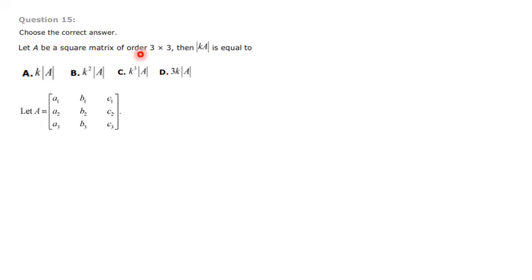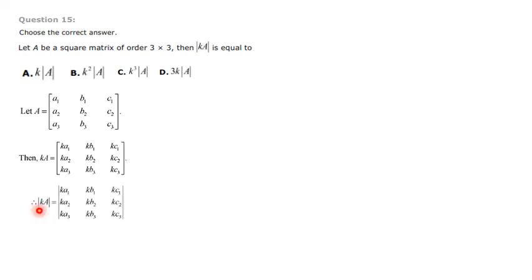So A is a square matrix of order 3 by 3. We have taken A equal to A1 B1 C1, A2 B2 C2, A3 B3 C3, the matrix format. Then we need determinant kA, means first we have to calculate the kA matrix. So kA is equal to, just multiply each row by k, that is k into A1, k into B1, k into C1. Then the second row also multiplied by k, third row also multiplied by k. That is what k into A means, scalar multiplication. Next, we have to calculate determinant kA. Just change the symbol, matrix symbol changes to determinant symbol. The remaining elements are same.